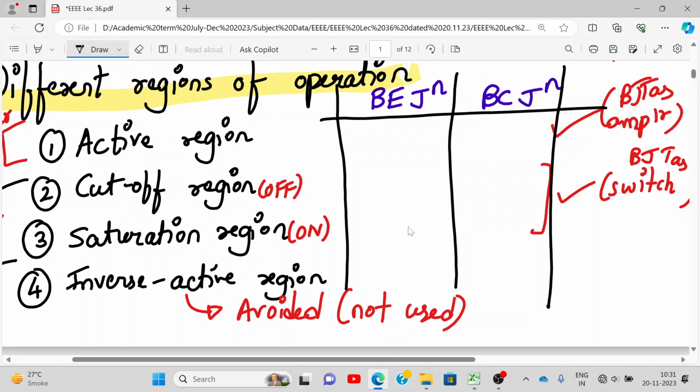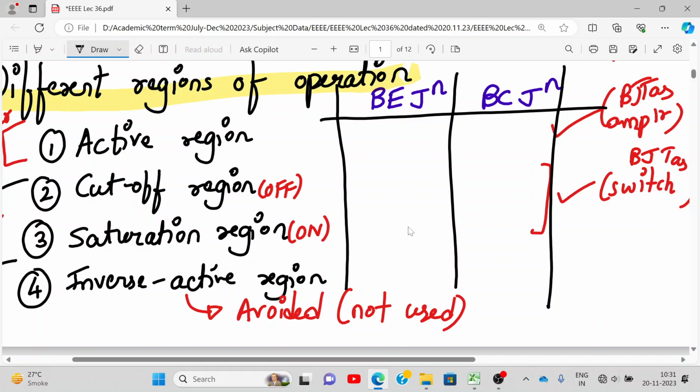Have you drawn those columns? BE stands for base emitter junction. BC stands for base collector junction. I hope you will write the full form in your exams, not this BE and BC. Once you write the wordings, then you can use BE and BC.